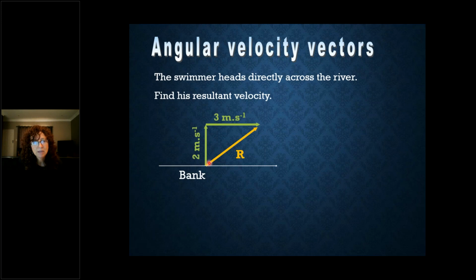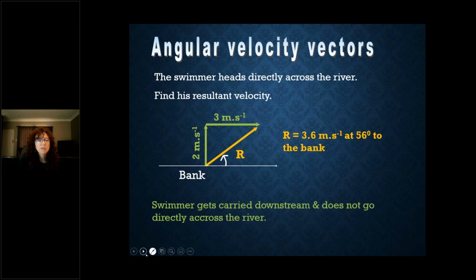It's from the tail to the head. So your resultant will be there. And your angle is 56 degrees to the bank of the river. So the swimmer gets carried downstream and does not go directly across the river. So in this instance, what is happening here? The swimmer tried to swim across, but he ends up there.